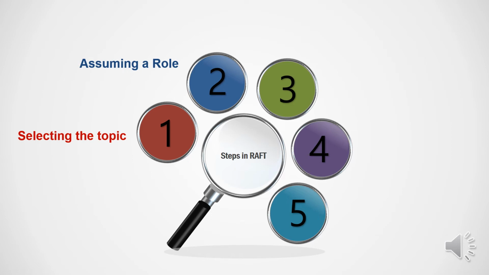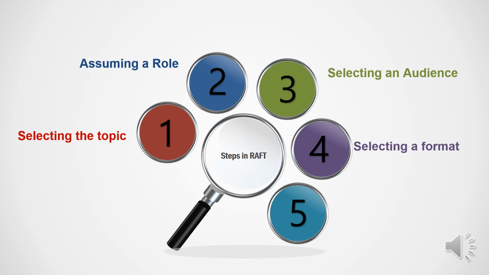Step number 3 is selecting an audience. Selecting an audience follows the same pattern as selecting a role. Students use the questions they have generated and the roles selected to brainstorm all the possible audiences for each role. Then finally, they will choose an audience.